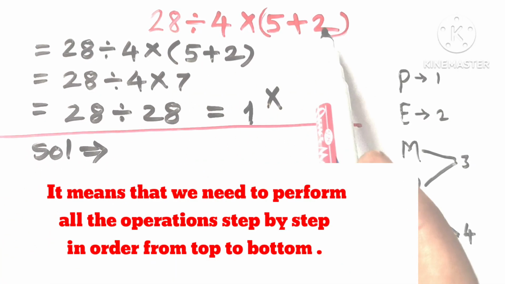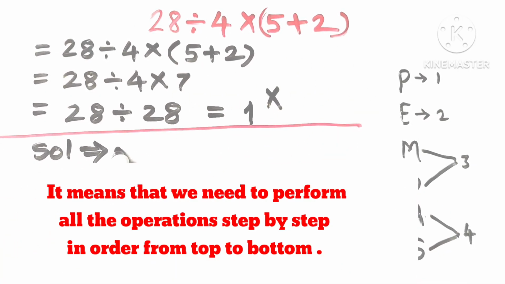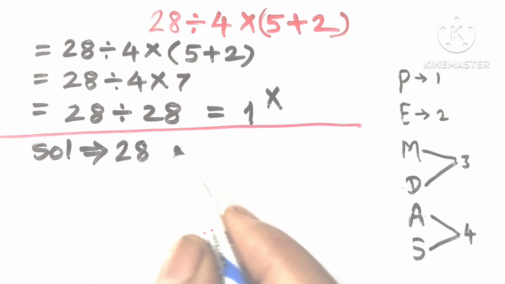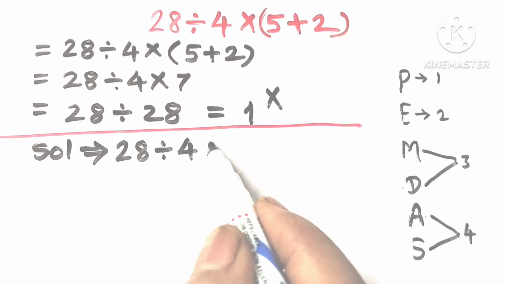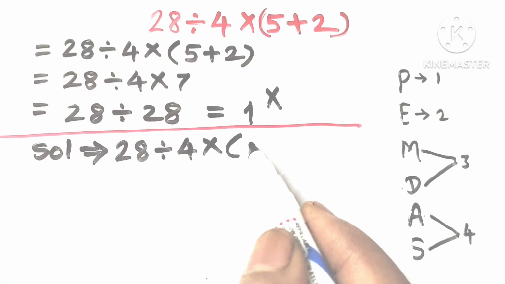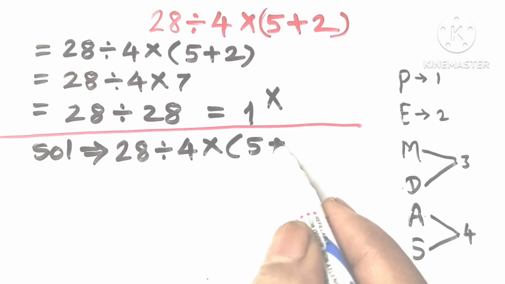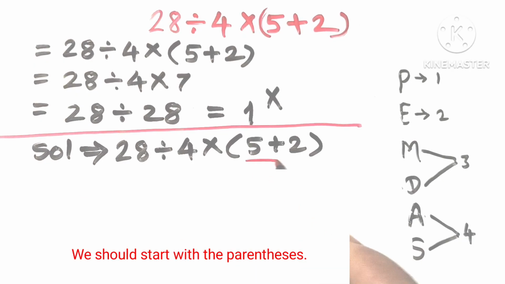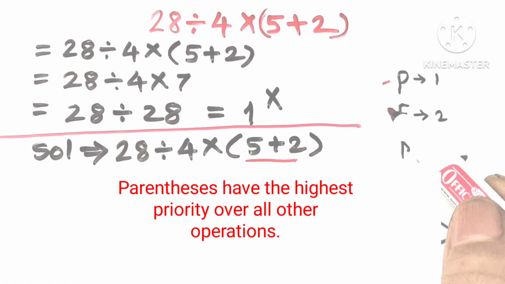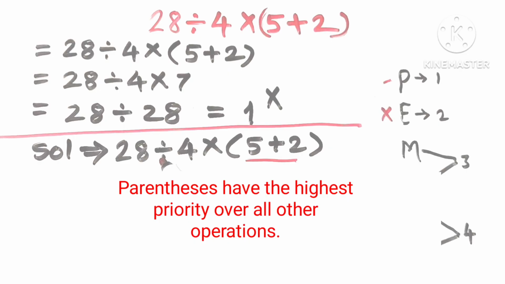It means that we need to perform all the operations step by step in order from top to bottom. 28 divided by 4 times in bracket 5 plus 2 bracket complete. We should start with the parentheses. Parentheses have the highest priority over all other operations.